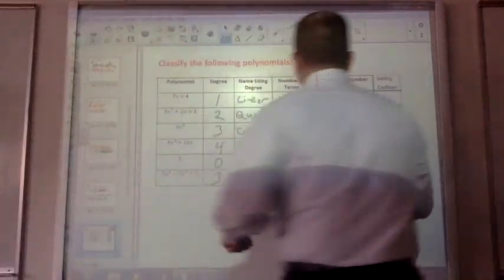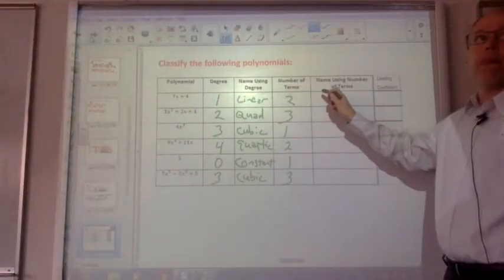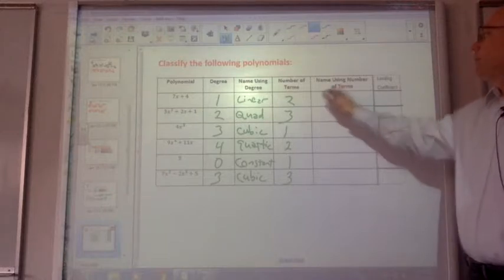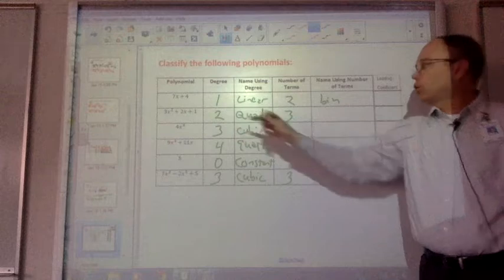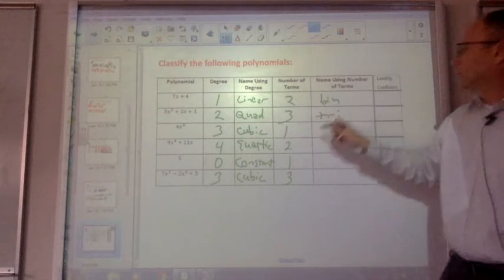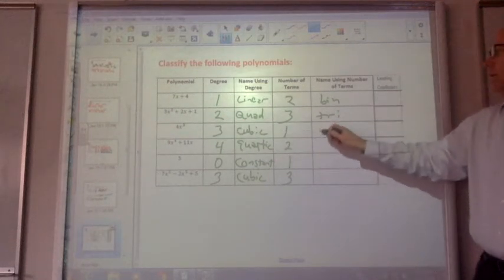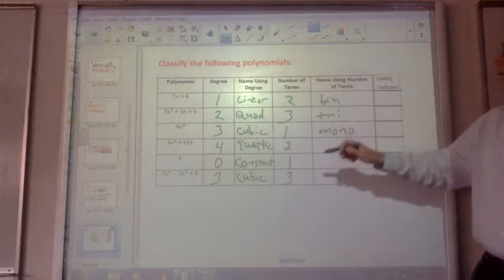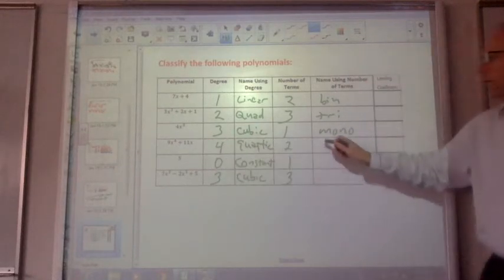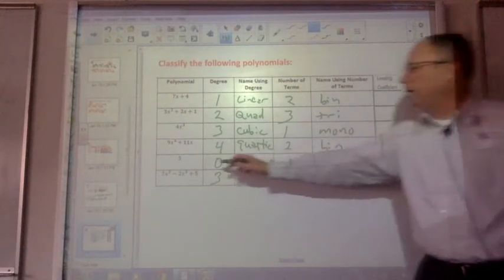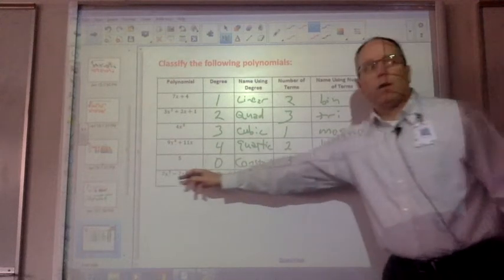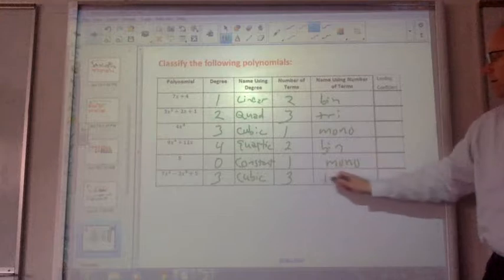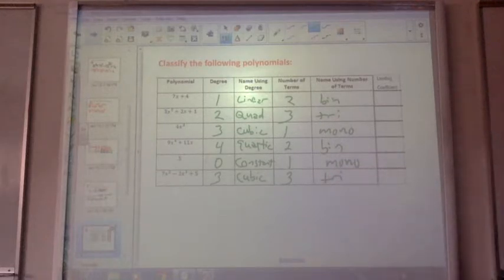First one is 2 terms, binomial. This one is trinomial. What's this one? Monomial. What's this one? Binomial. What's this one? Monomial. What's this one? Trinomial. Okay. What's my leading coefficient on the first one?